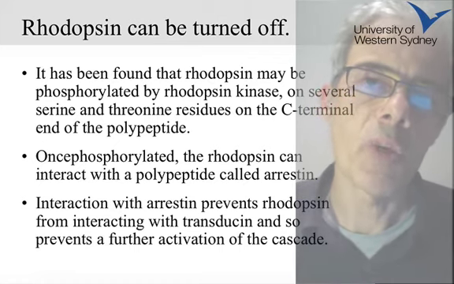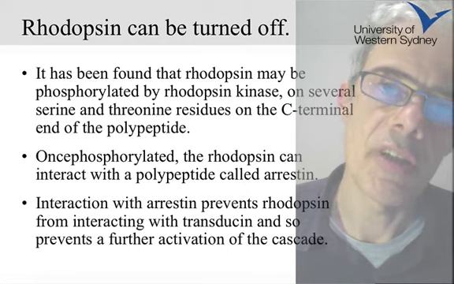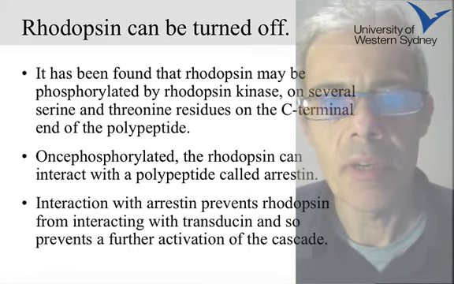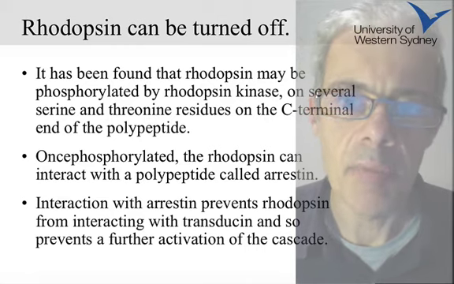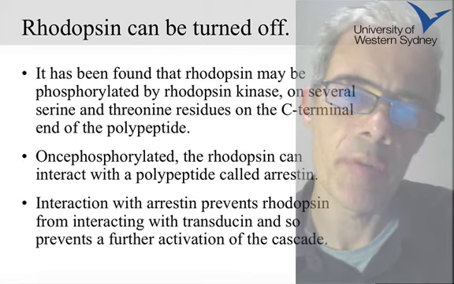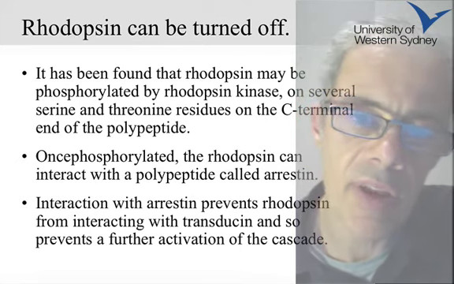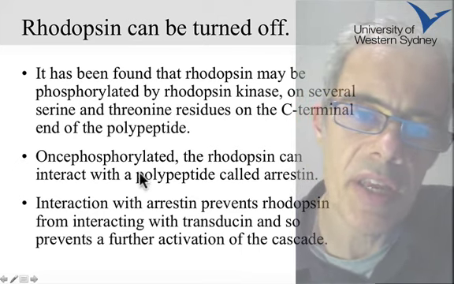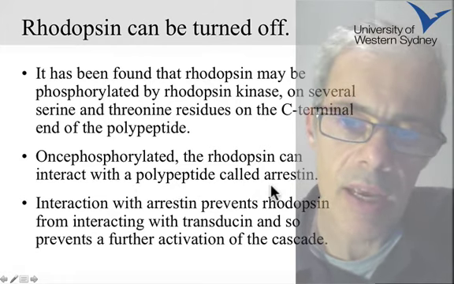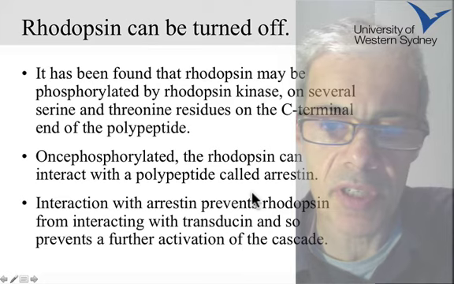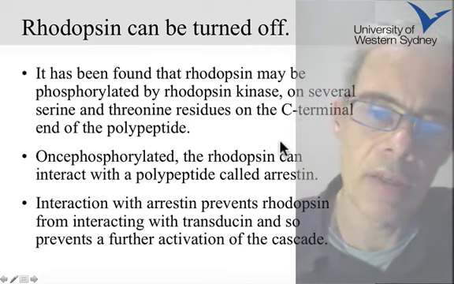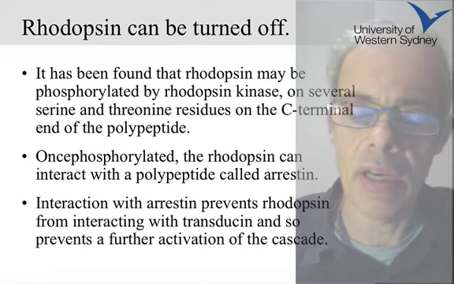So once rhodopsin's activated, it needs to be turned off. So it's been shown that rhodopsin can be phosphorylated by rhodopsin kinase on the C-terminal end of the receptor. Once phosphorylated, the rhodopsin can then interact with another polypeptide called arrestin, and the arrestin prevents rhodopsin from interacting with transducin, and therefore it prevents further signaling.